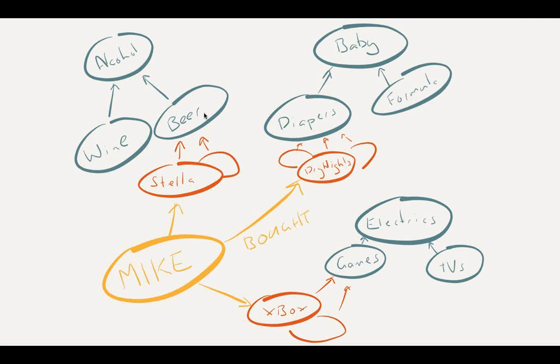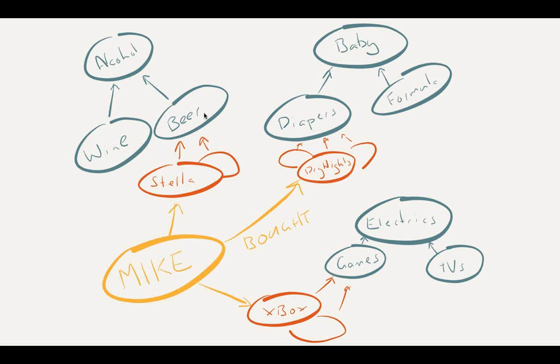But back when we did this proof of concept, that wasn't necessarily a well-known outcome. So here's a graph of people who buy stuff. And this is a graph that's very dear to my heart because Mike could well be me. So you can see that Mike here has bought some products. He's bought some specific products.